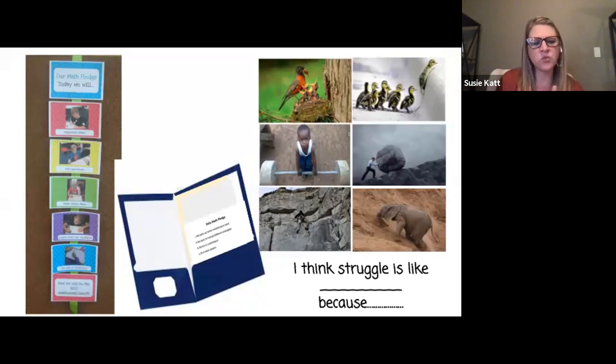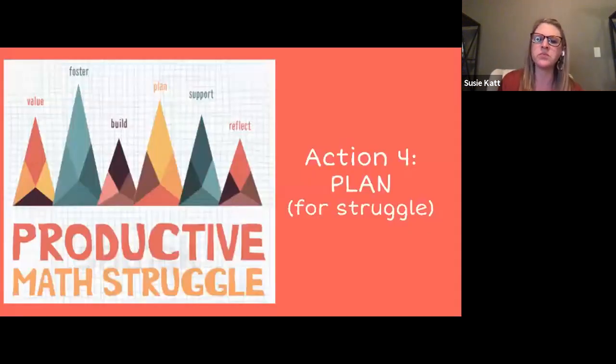So there's not a prescribed way to build community, and each of your communities are going to be unique, although they're going to share some common characteristics. But remember, it's built and strengthened over time. And it takes intentionality on our part to really build this kind of community where students feel safe and feel respected and feel that struggle is important.